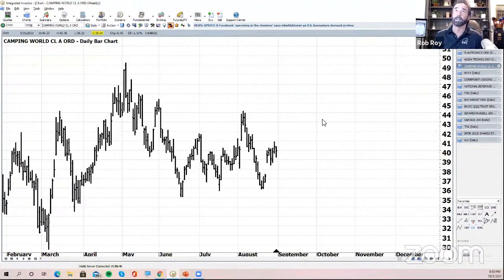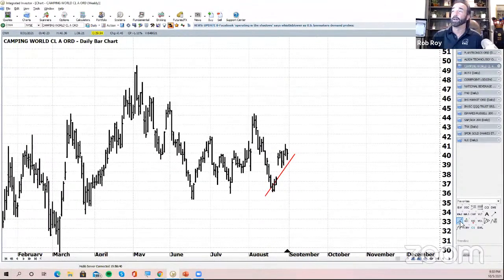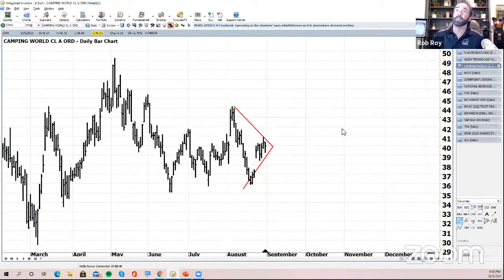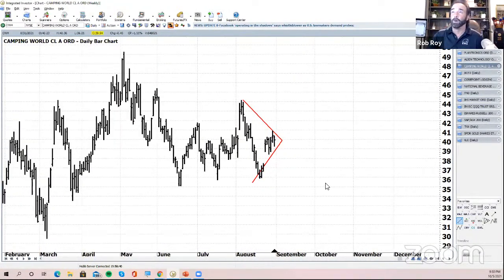So you would think these luxury items like campers, etc., would have had a much rougher time in the market, but it hasn't. It's just been going sideways, and we have a strangle on it already, and we've got another symmetrical triangle. So something's going to happen with this stock. It's going to break one direction or the other. I'm just shocked that it hasn't broken to the downside yet, but that's why you put a strangle on, because sometimes the market does things that don't make sense.